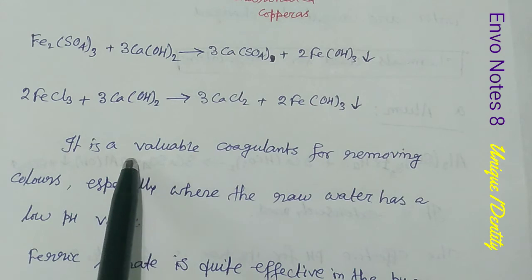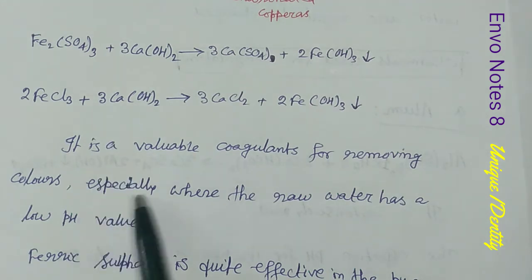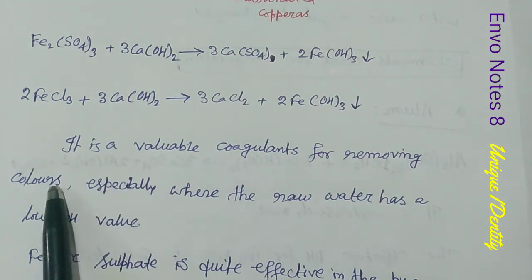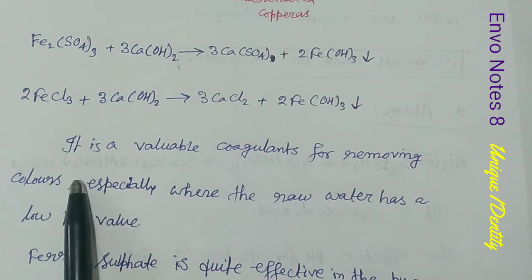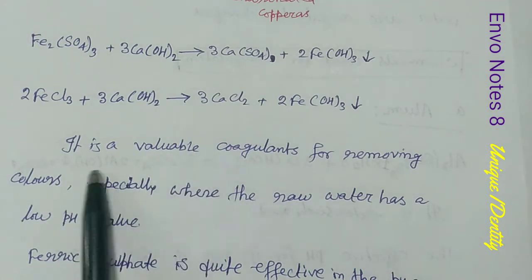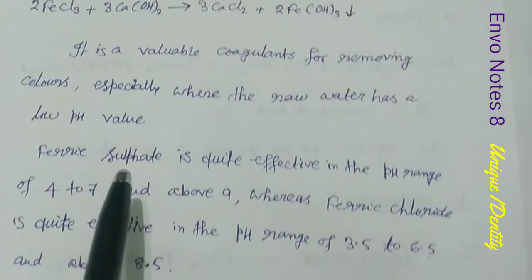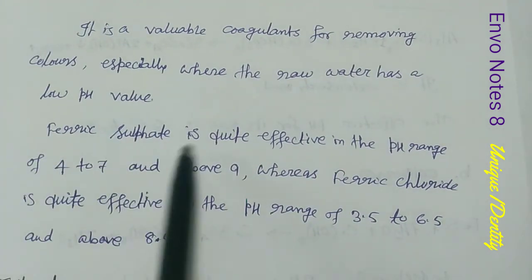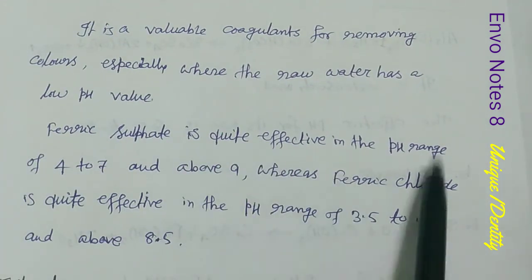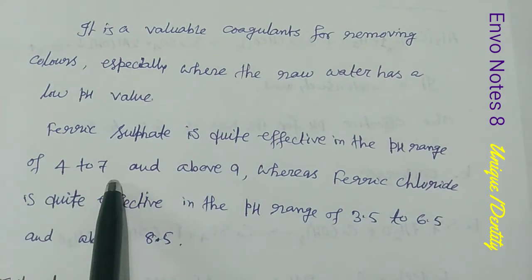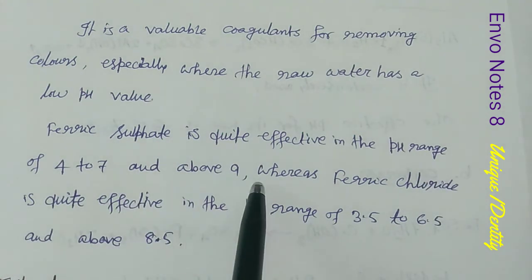So as we previously told, if the raw water is colored, we cannot use that copperas, we can use this chlorinated copperas for the colored raw water. Also for the low pH value, it is very much effective. Which pH value does it act in? Ferric sulfate is quite effective in the pH range of 4 to 7 and above 9.